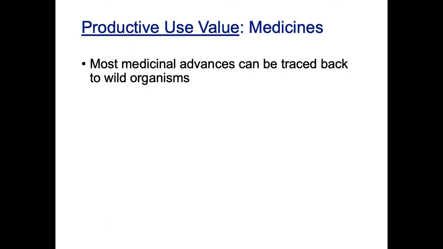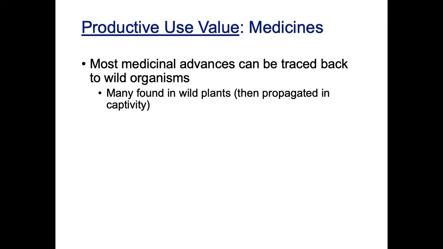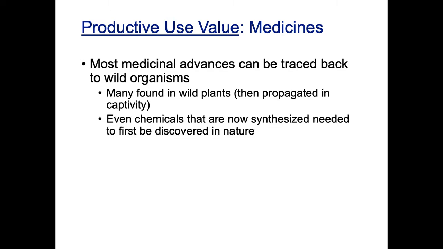Other examples include medicines. Most medicinal advances can be traced back to wild organisms, many in plants. And so they'll be found in wild plants and then propagated in captivity. And sometimes the chemicals are synthesized in a lab, but a lot of times those chemicals were first discovered in an organism in a natural ecosystem.